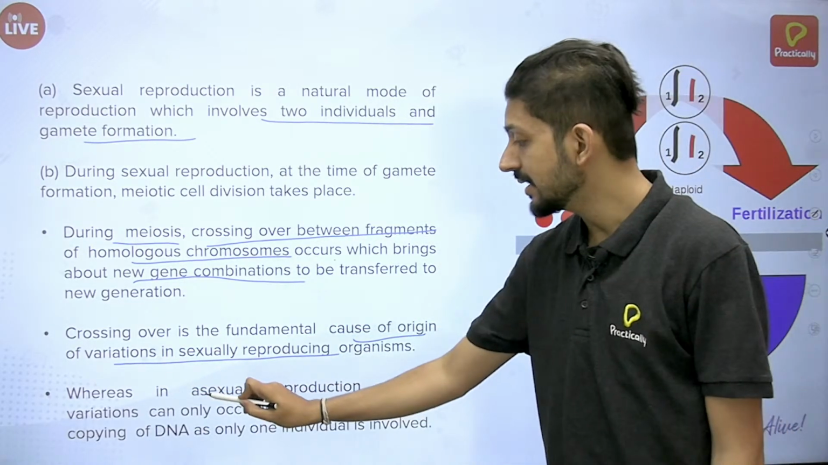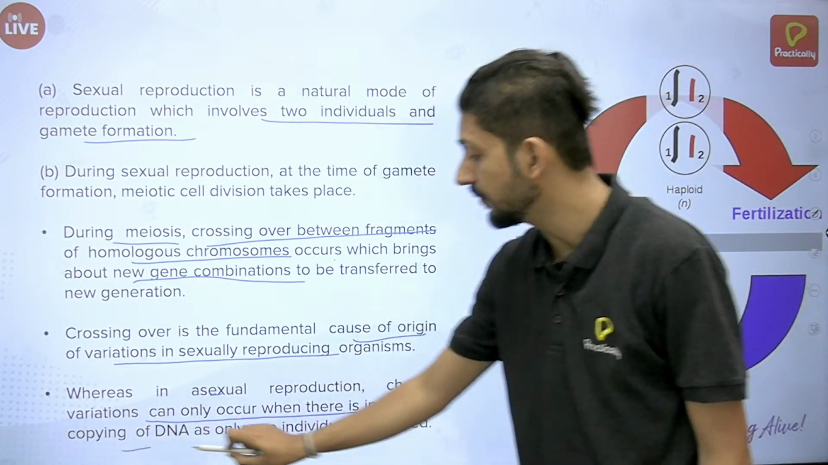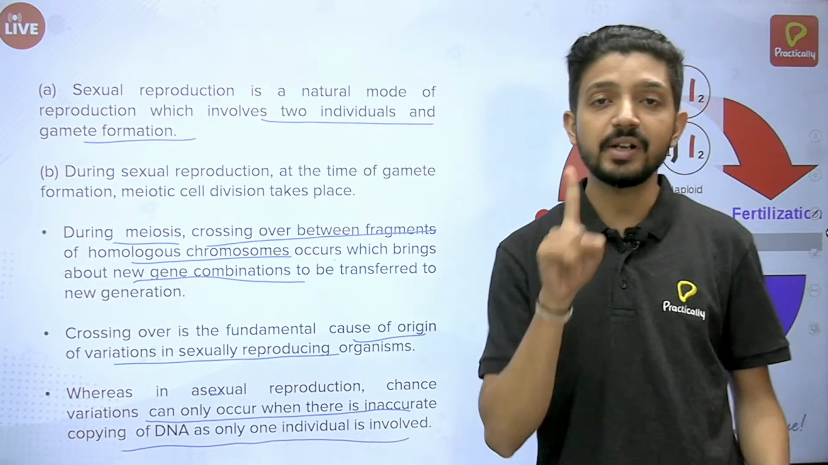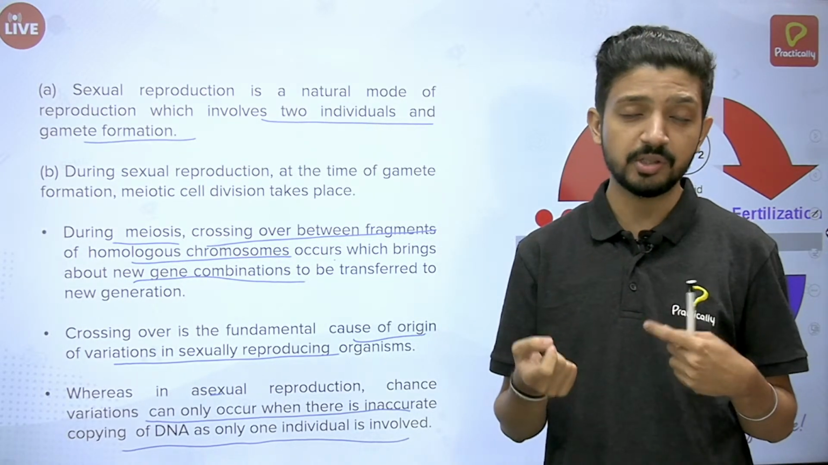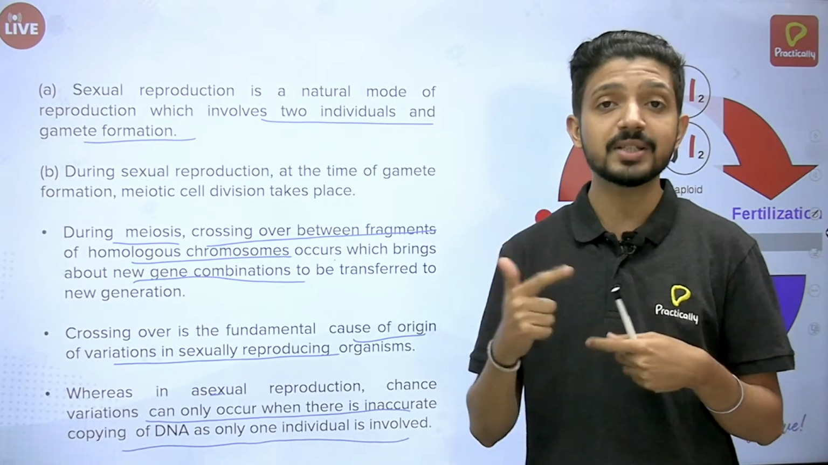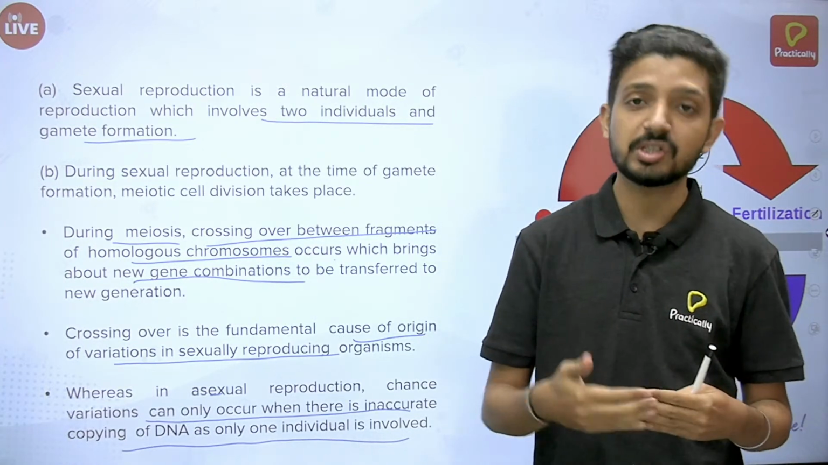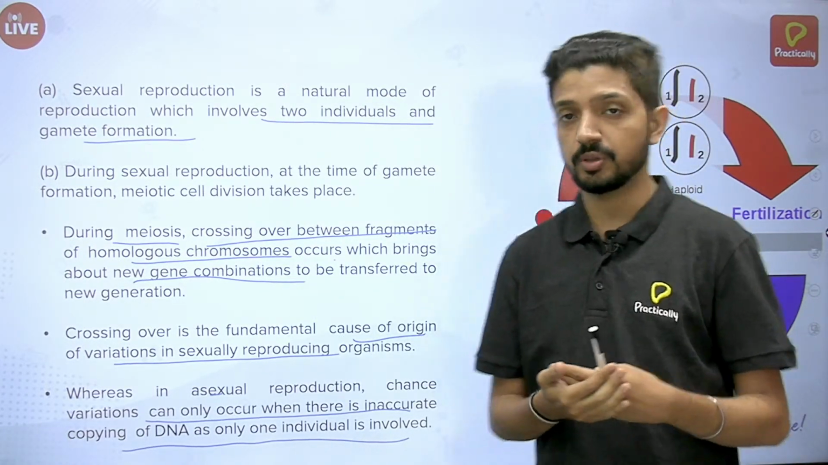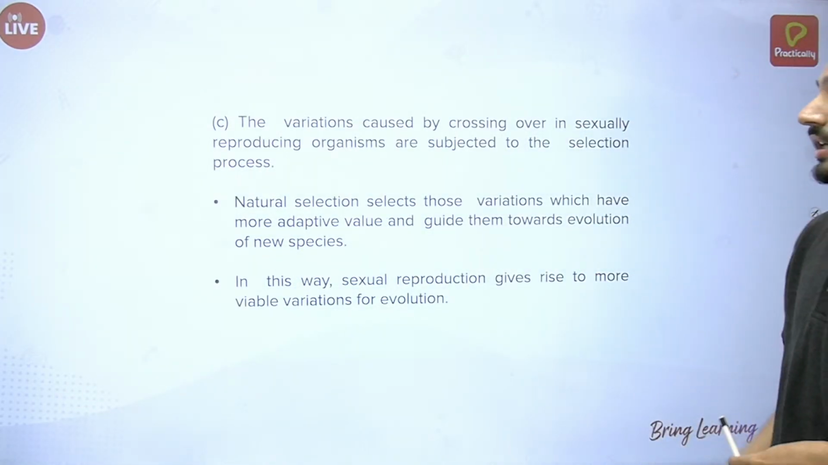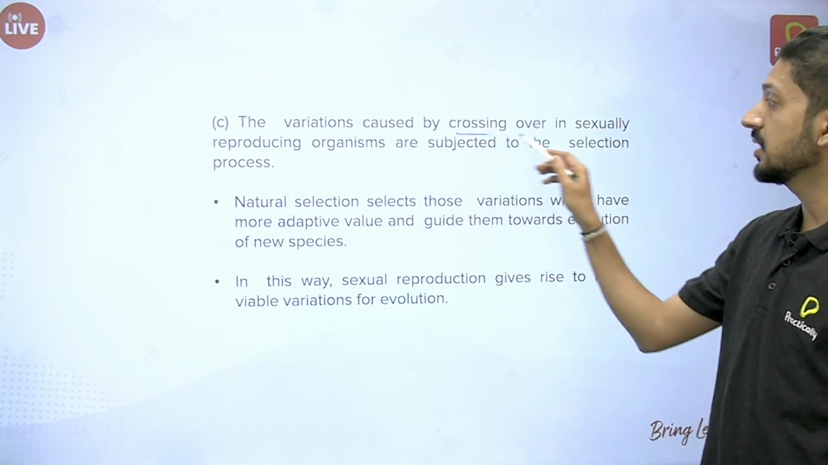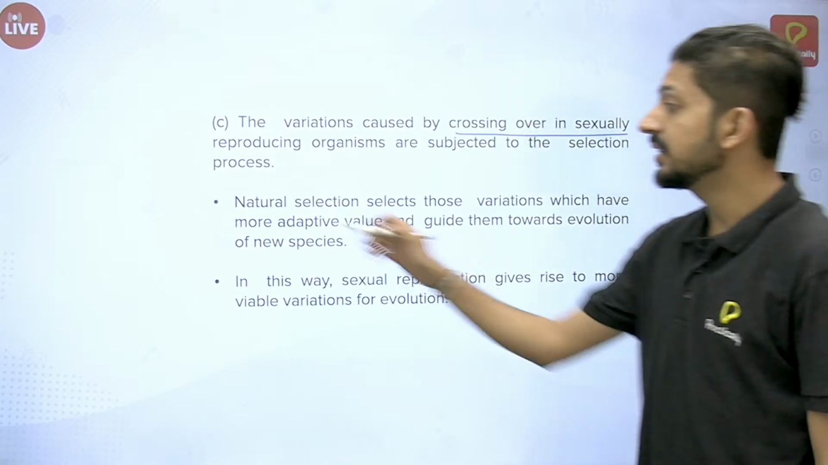Whereas in asexual reproduction, variations can only occur when there is inaccurate copying of DNA, because there is only one individual involved. So only if there is some mutation or inaccurate copying of DNA, then only variation will be introduced. So obviously the chances of variation are more in sexual reproduction compared to asexual reproduction. Okay. Then variations are caused by the process of crossing over in sexually reproducing organisms, and it involves natural selection.